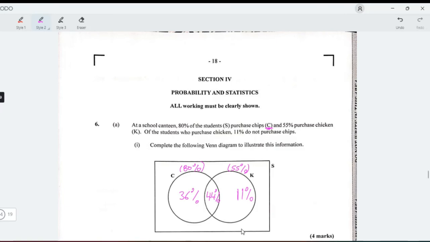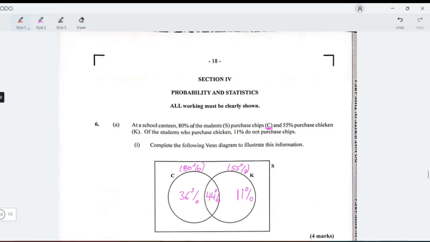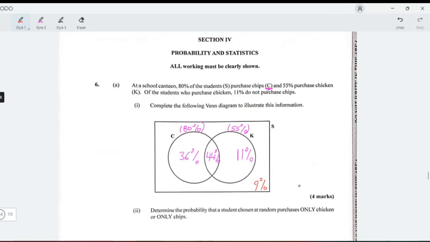Now we just need to put on what's on the complement on the outside. If you add 36 and 44 and 11, that's giving you 91. So 9% is missing. That means you have persons, 9%, who don't purchase anything. Don't purchase chicken or chips. That's it. 4 marks for that.